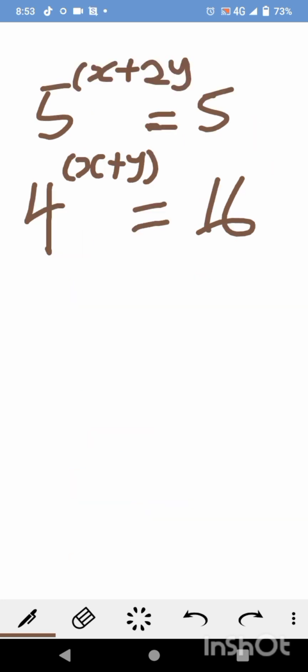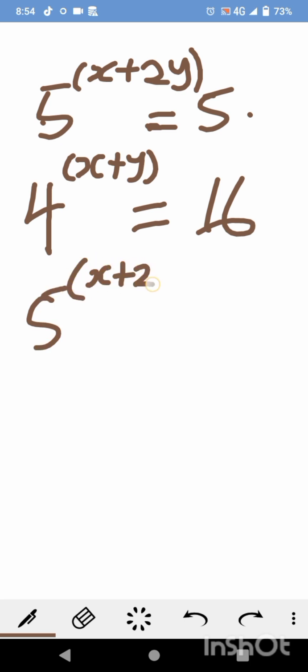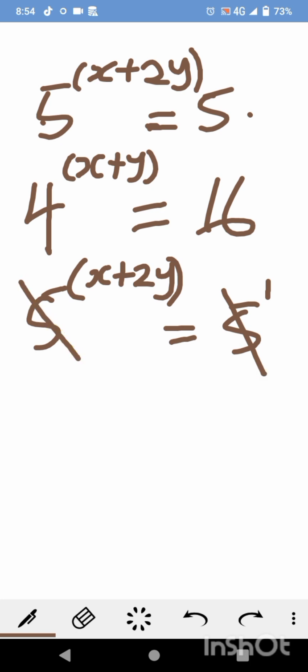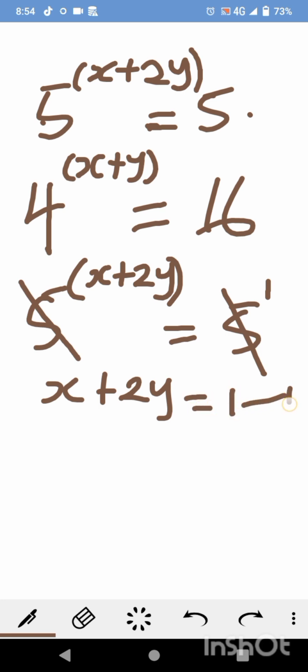Okay, let's look at solving some questions involving simultaneous linear equations involving indices. So like we already know, let's apply the law of same base. The base is already the same in the first expression. So we have 5 raised to power x plus 2y equals 5, which is 5 raised to power 1, of course. The bases will cancel out, and the powers will be equated to each other. This is what we'll get as equation 1: x plus 2y equals 1.